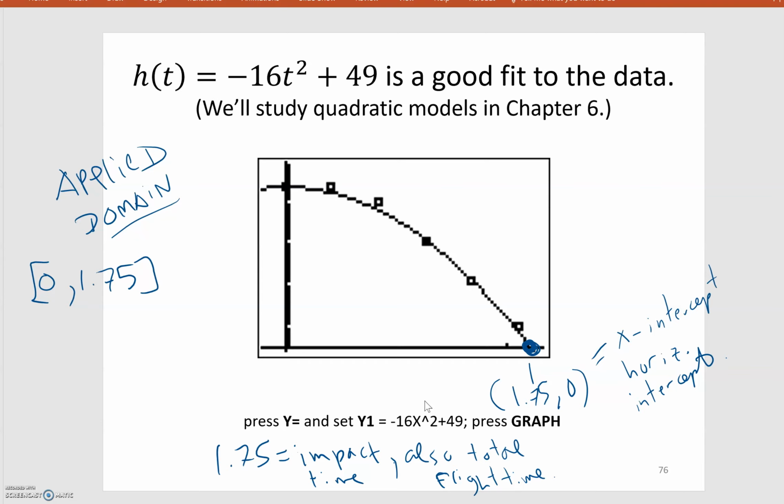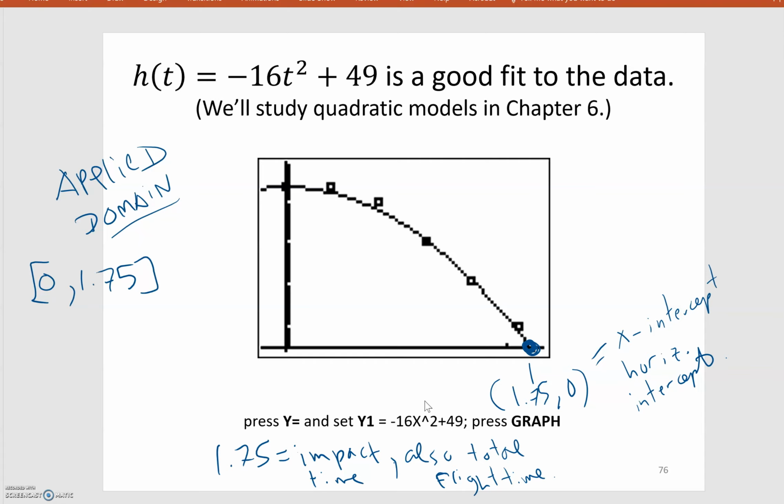Okay. Now, good question. How do I actually find this 1.75 value? Well, we're going to study that later. So let me just kick the can down the road a little bit for that one, and we will come back to that issue at a later time.